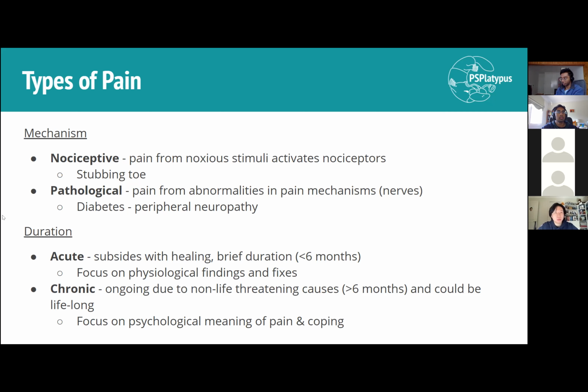Duration, so we've got acute and chronic. Acute generally subsides with healing, less than 6 months. So 6 months is always going to be the cutoff period for acute versus chronic. And for treatment of that, we focus on fixing it.